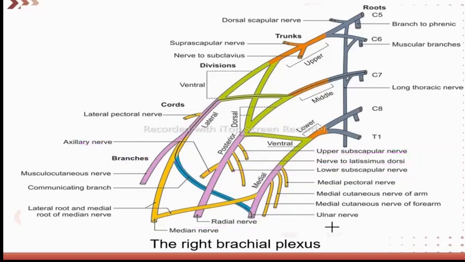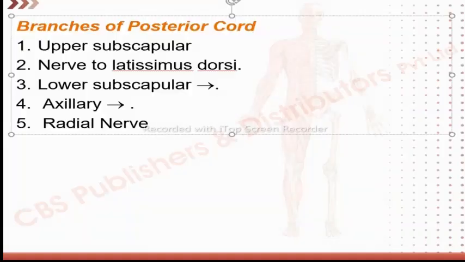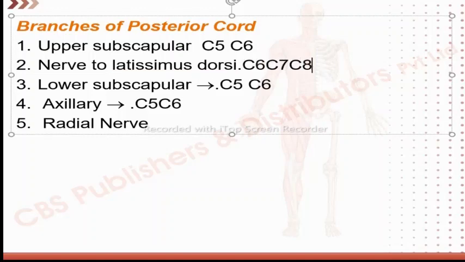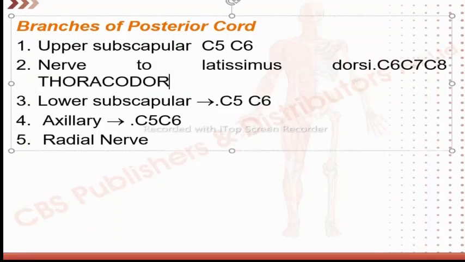The root value of the upper subscapular nerve is C5 and C6. For the upper subscapular, lower subscapular, and axillary nerves, the root value is C5 and C6. For the nerve to latissimus dorsi, it is C6, C7, and C8. The nerve to latissimus dorsi is also known as the thoracodorsal nerve.